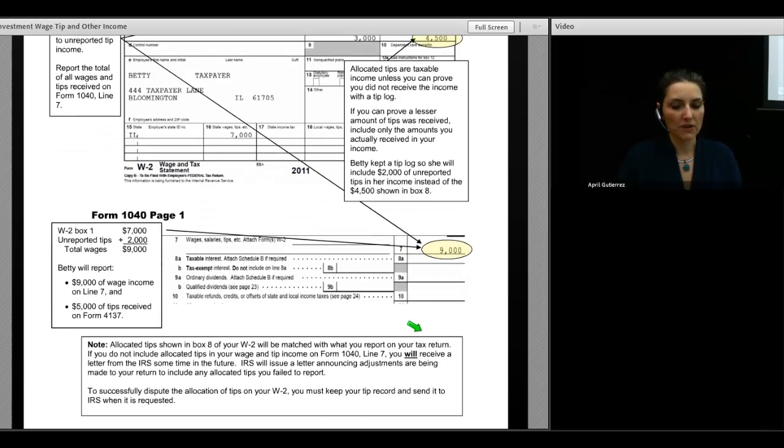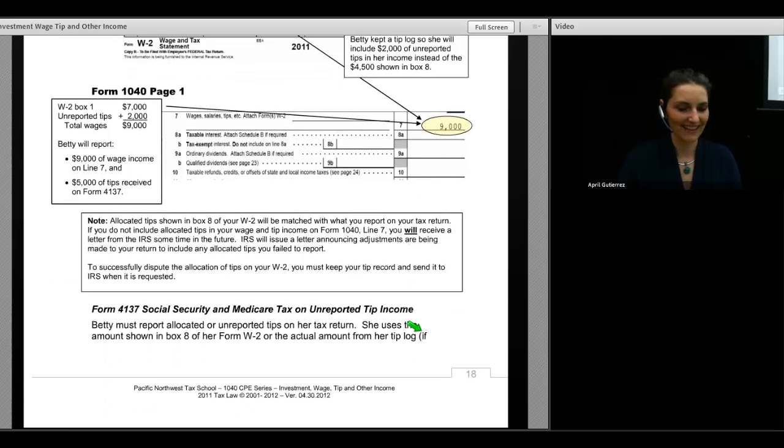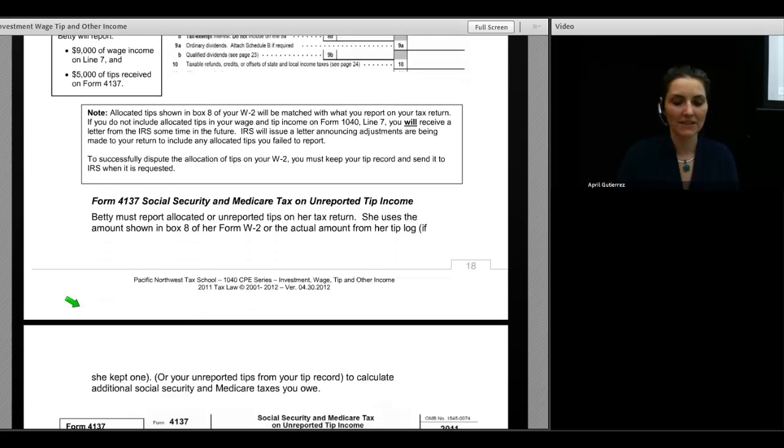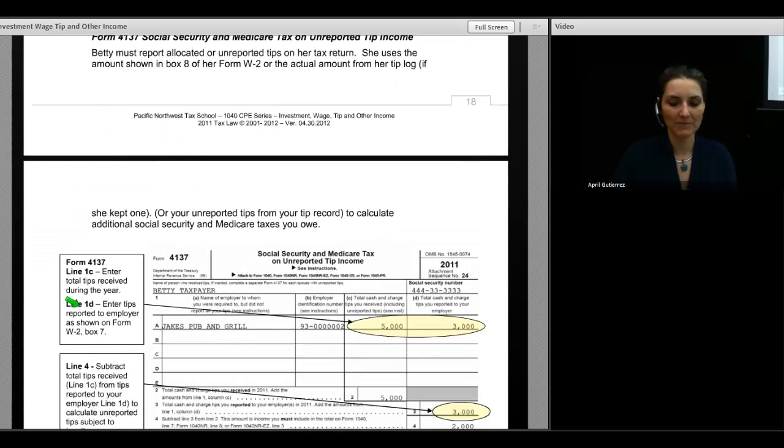There's a question about 4137. Be patient, I'm getting there. So obviously, since she has unreported tip income, she has to fill out Form 4137 to report that tip income. And I've got it coming up next.